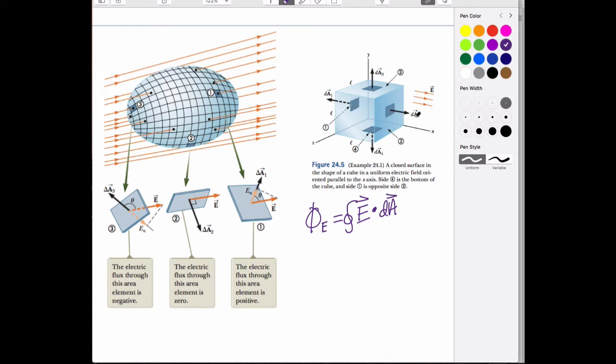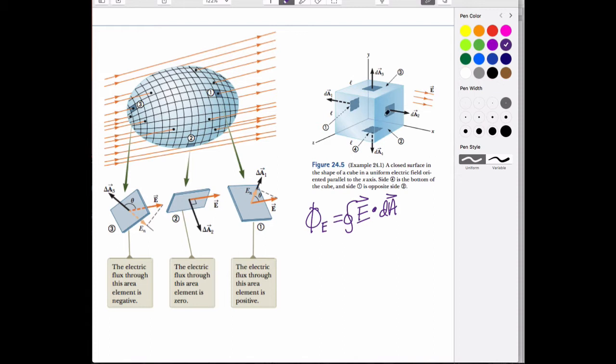And this is the last thing I want to say. Notice that I'm not claiming there's any kind of charge inside this cube. We're just talking about some sort of imaginary cube that we picked in space, and we picked a region where there's an E field running through it, but there's no charge inside of it.